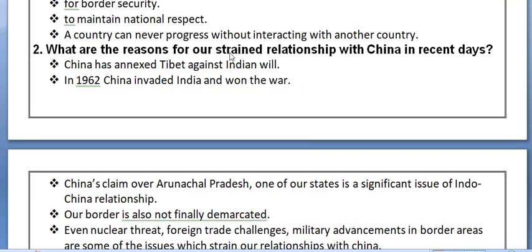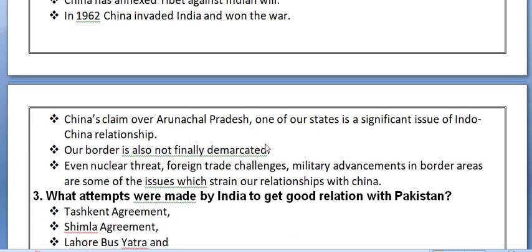What are the reasons for our strained relationship with China in recent days? China has annexed Tibet against India's will. In 1962, China invaded India and won the war. China's claim over Arunachal Pradesh, one of our states, is a significant issue of India-China relationship. Our border is also not finally demarcated. Even nuclear threat, foreign trade challenges, military advancements in border areas are some of the issues which strain our relationship with China.